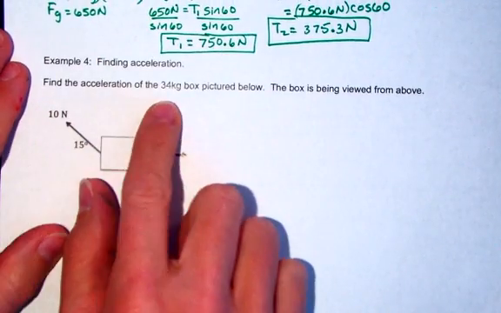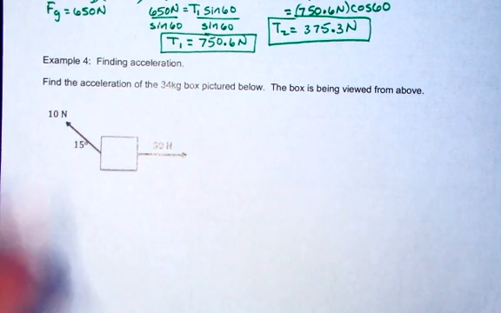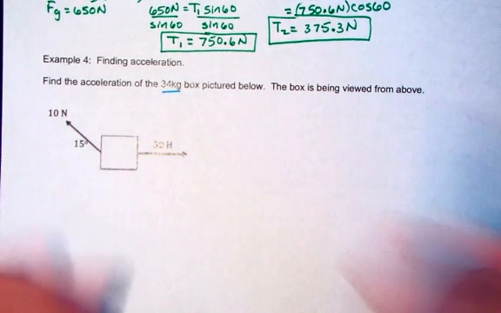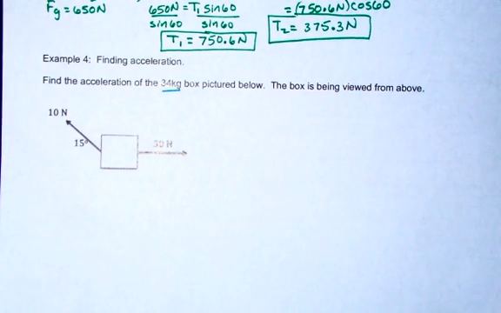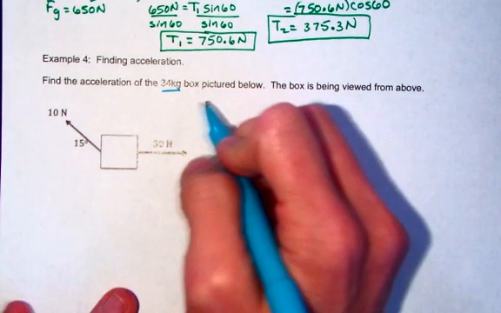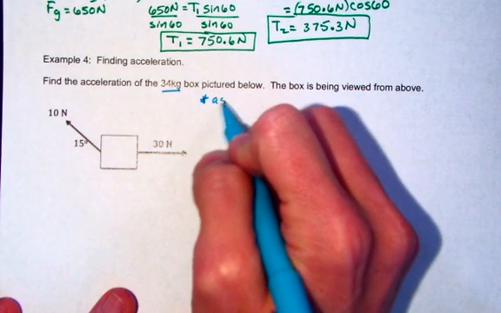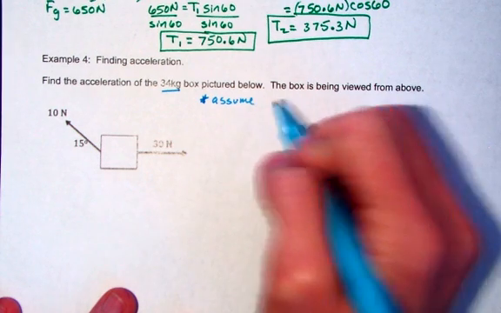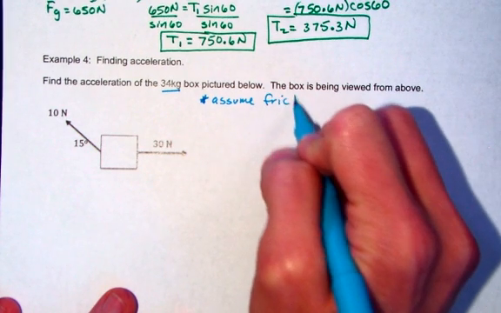Okay, for the last example here, we want to find the acceleration of a 34 kilogram box pictured below. The box is being viewed from above. Now this problem is not particularly well written, so we're going to add some assumptions so that we can go ahead and solve this. So we are going to assume that this is frictionless.